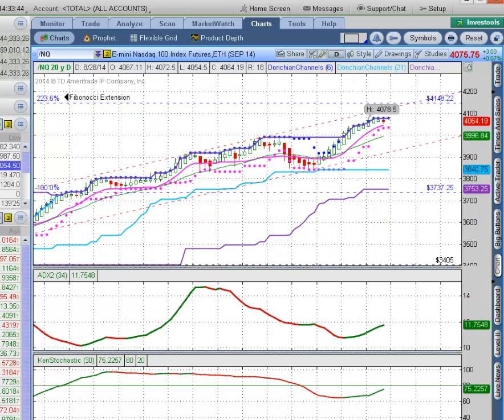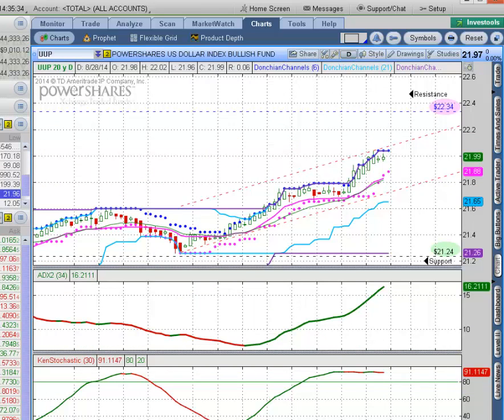The NASDAQ also closed down. Price remains in our medium-term uptrend channel, and we're seeing some consolidation under 4078. The next target is the 223% fib extension level at 4148. Support is at 3737.